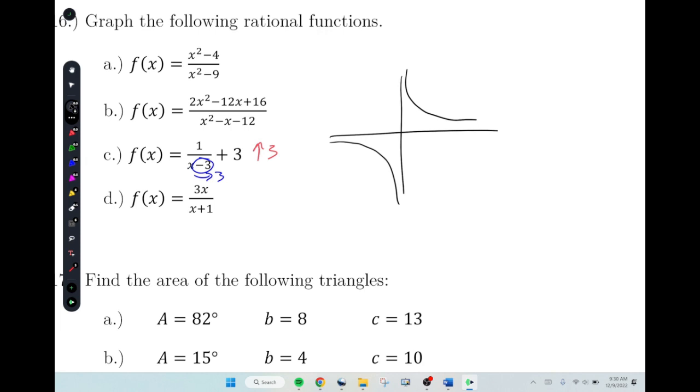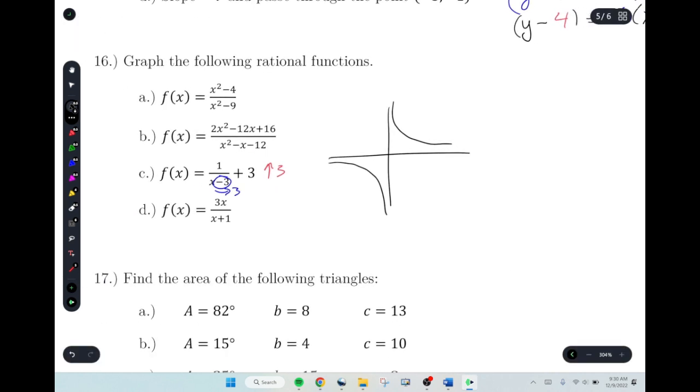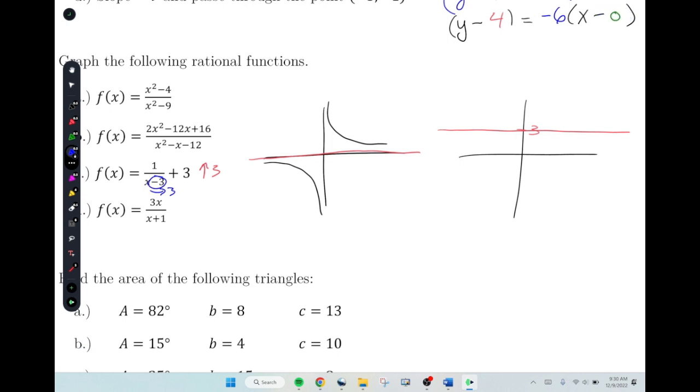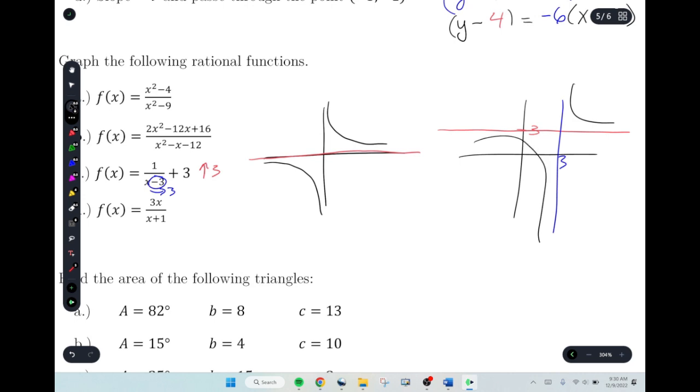It says to graph. It doesn't say sketch. If I was supposed to graph it, I would use graph paper, but it's sketch. Just sketch, though. Don't waste all your time doing that. They'll give you the graph if it's already labeled. So then I could take that thing and just go up 3. So my horizontal asymptote goes up by 3, basically. And my vertical asymptote goes over by 3. And then I just draw the exact same thing. And you're pretty much done.